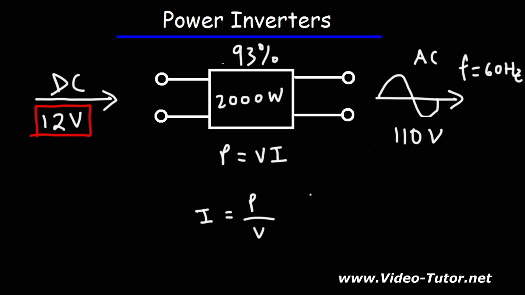To calculate the current at the input, we're going to use this formula. We're going to take the power divided by the voltage. So 2000 watts divided by 12 volts will give us a current of 166.7 amps. Now, the input doesn't have to be connected to a 12 volt battery. You can also connect it to a solar cell and still achieve the same result.